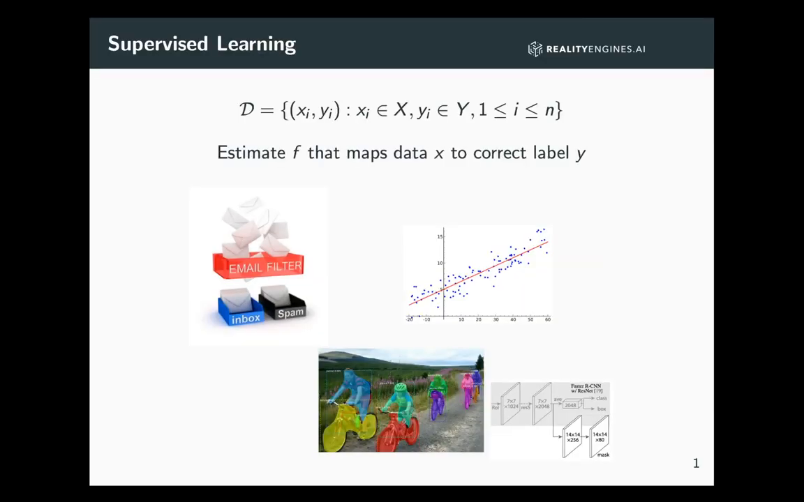So supervised learning is basically you're given a data set where your input data are labeled. So you have input data x_i, as we can see here, and associated labels y_i. And your goal is to estimate a function f that maps input data x to output data y. Okay.